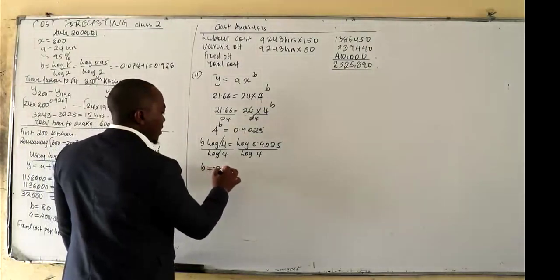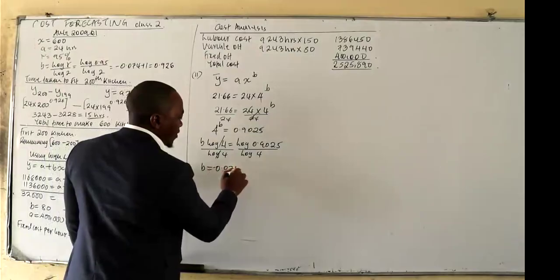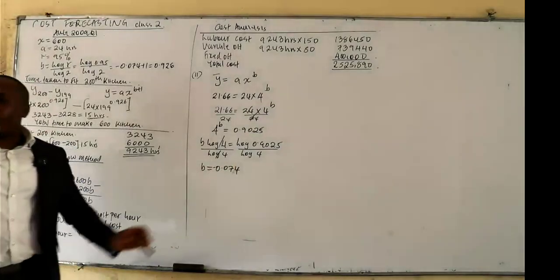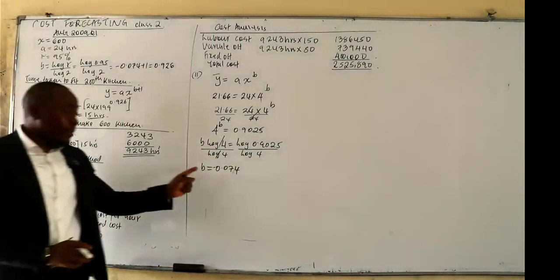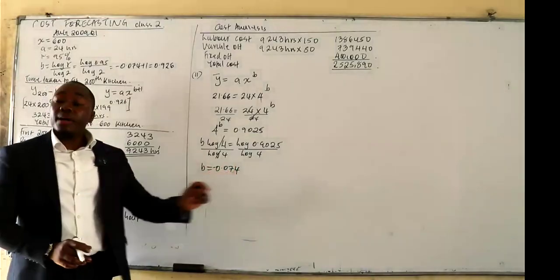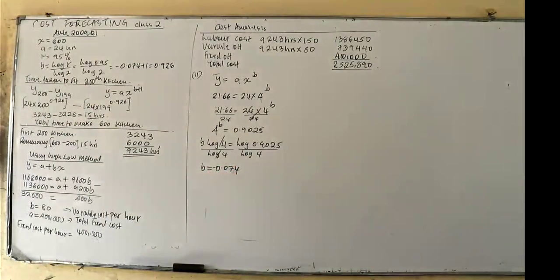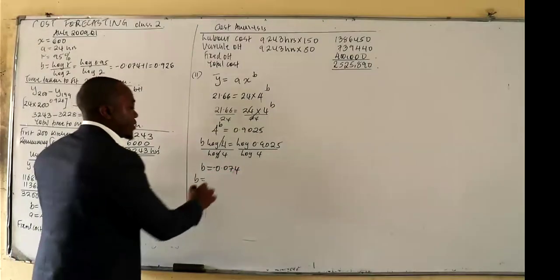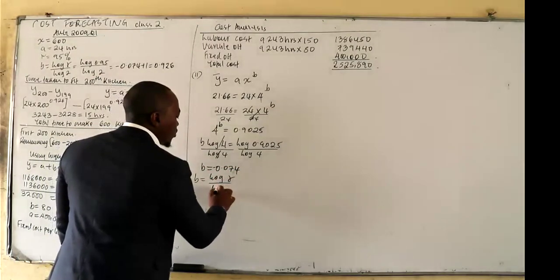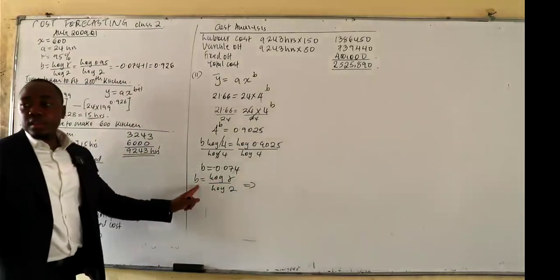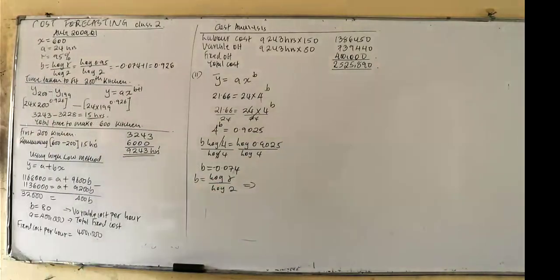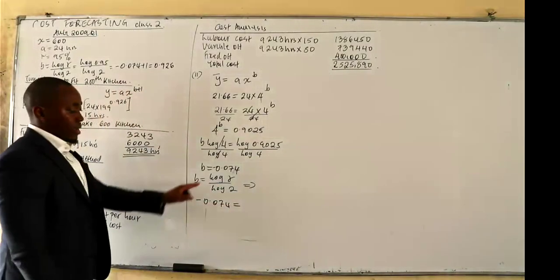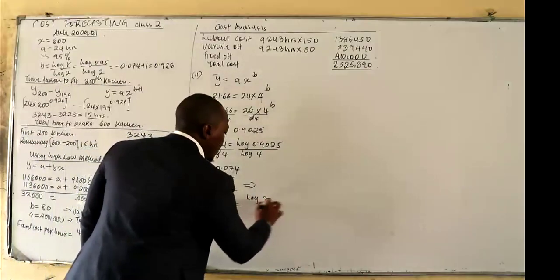Negative 0.074? Oh, but you have not proved. You have not proved. How do we get b? Okay, our b is negative 0.074, right? But we needed the 95%. How did you get 95%? This one is not proved. So you already have b. How do we get b? It's log r over log 2. Do you have b? How much is b? B is negative 0.074, equals log r over log 2.